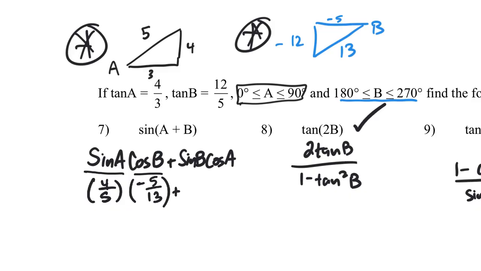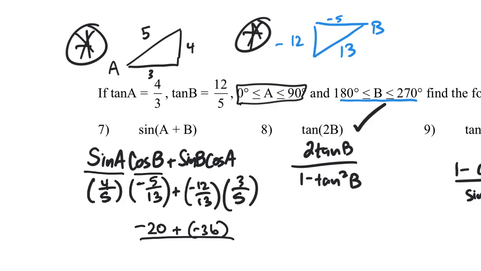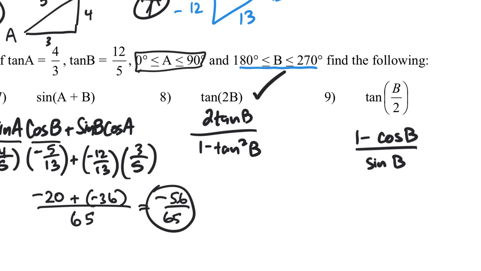We're going to add to that. Well, sine of B is going to be negative 12/13, and the cosine of A is 3/5. From here, we're just simplifying. So we know our denominator is going to be 65. We get negative 20 plus negative 36 all over 65, for an answer of negative 56 over 65. There's our first one. All right, next we have to find tangent.